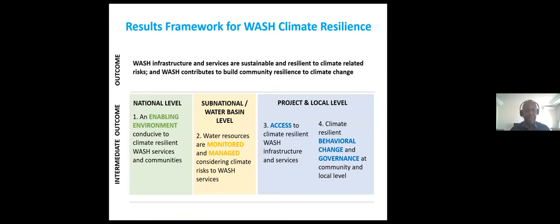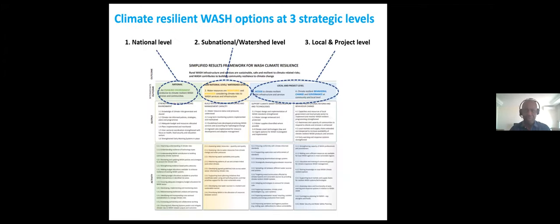Now, looking at the framework, I'm not expecting you to be able to read all of this, but basically the message here is that it's broken down into three levels of action. The framework is quite flexible, quite generic, and adjustable to your country context. Every country has a very different context in terms of institutional mandates, degree of decentralization, and so on. But this framework allows you to work around and situate your own particular context in it.